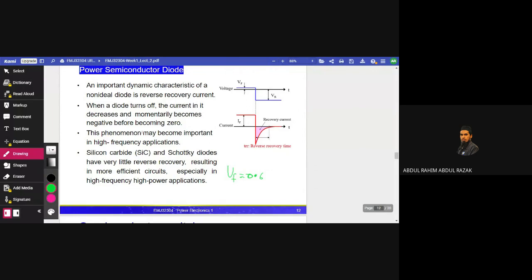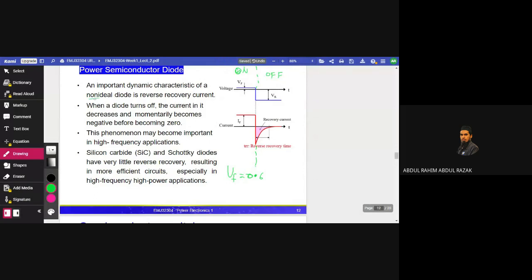The important dynamic characteristic of a non-ideal diode is the reverse recovery current. When the diode switches on, it conducts. When turned off, the current in the diode will decrease, and it will swing before coming to 0. So this is the on state, and this is the off state of the diode. This is the gap between on and off.